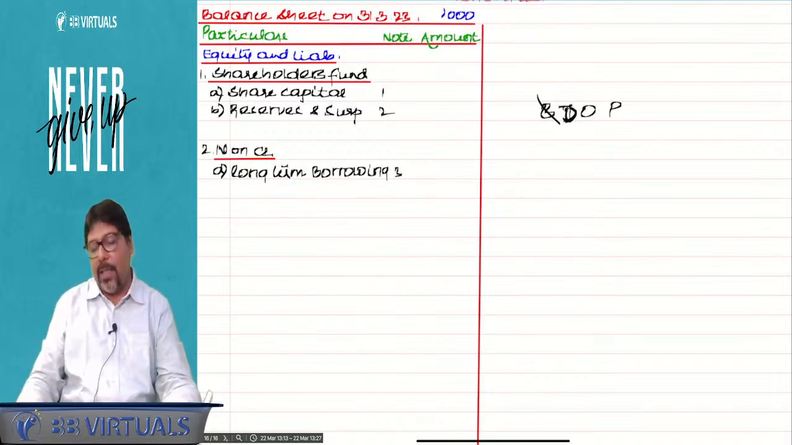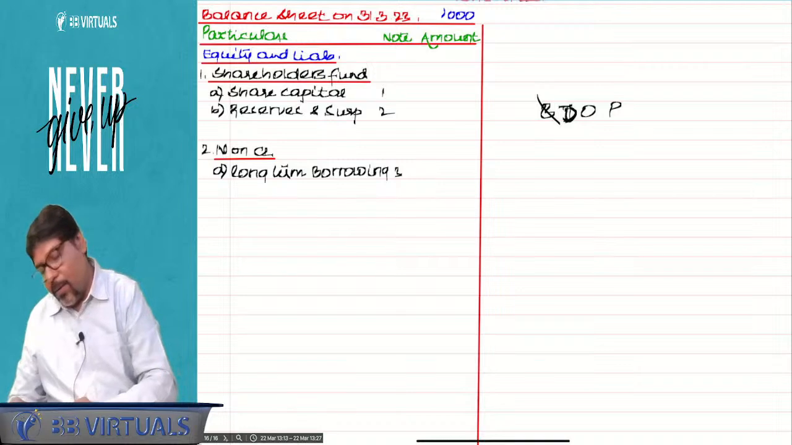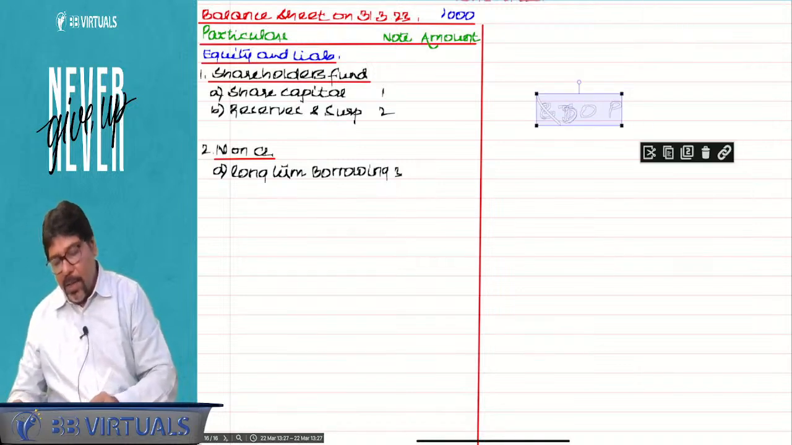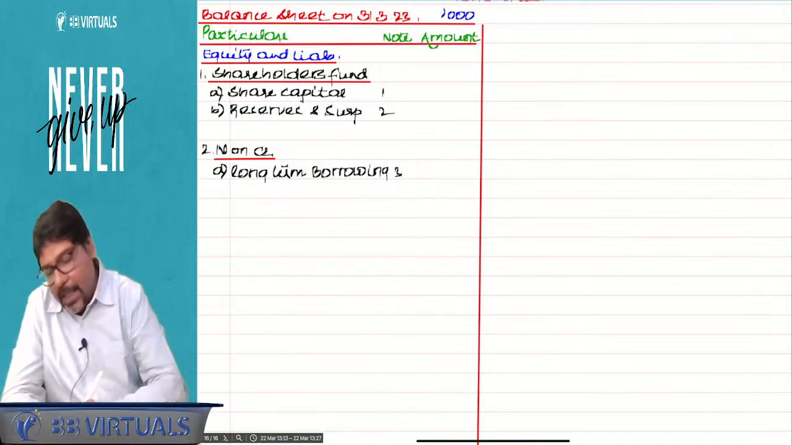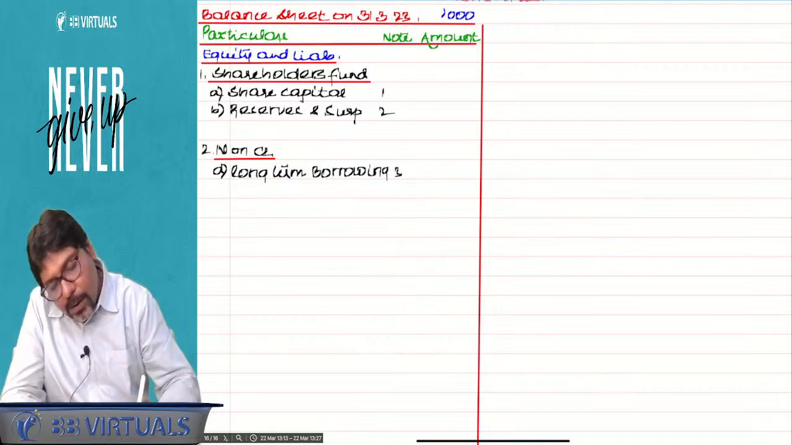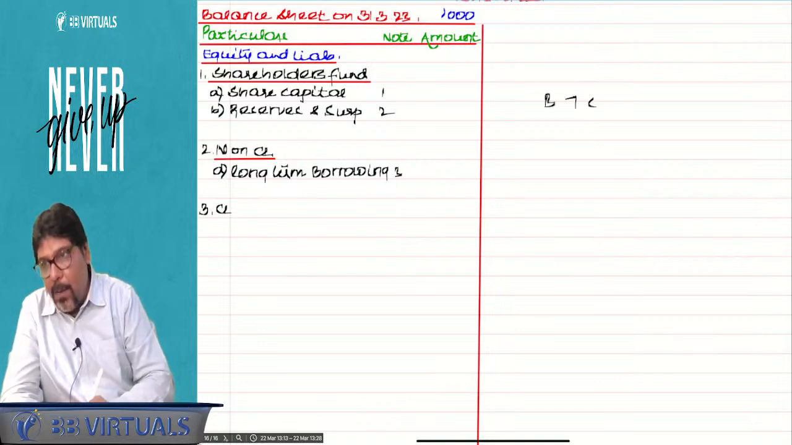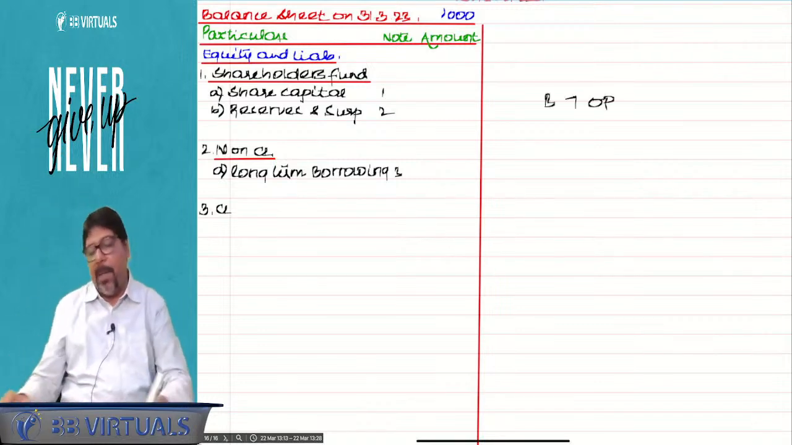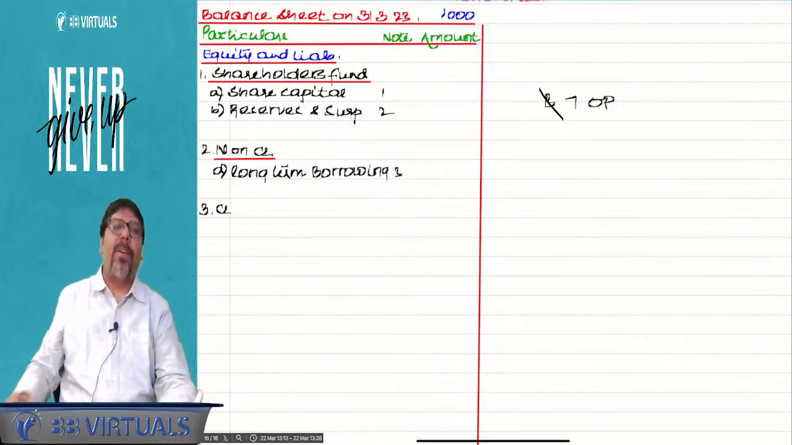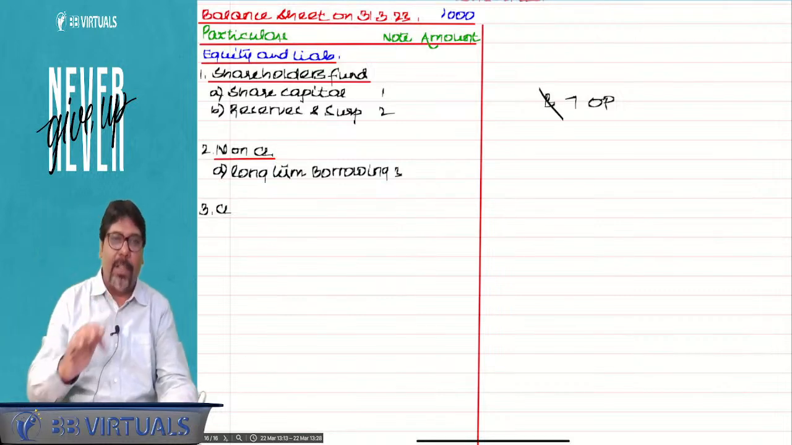Is it there? No. Other long-term liabilities? No. Long-term provisions? Not there. So nothing is there. We leave it. Then we go to current liability. In current liability, BTOP. B is short-term borrowing. Short-term borrowing means bank overdraft and any loan which is less than 1 year.